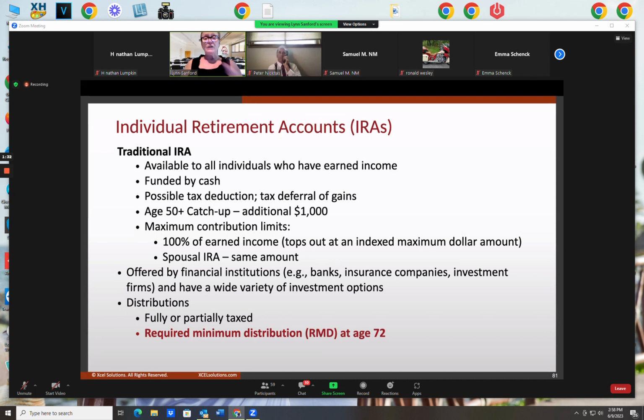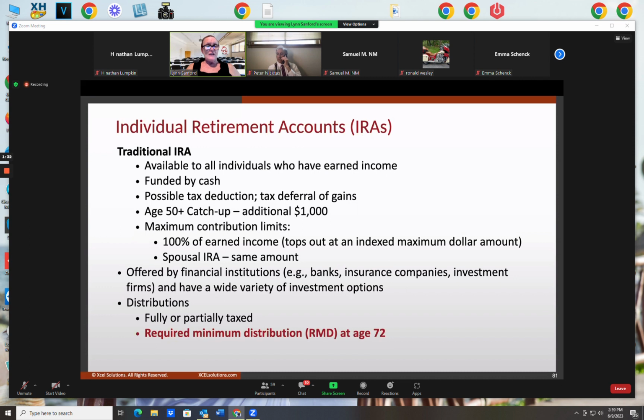It's only if you're contributing to any other qualified plan offered to you by any of your employers that you can still make the contribution, you just might not be able to take the full tax deduction off your 1040 form. But your tax preparer will help you determine how much you can still take as a tax deduction. So, possible tax deduction. Once the money goes in a traditional IRA account, it grows on a tax-deferred basis.